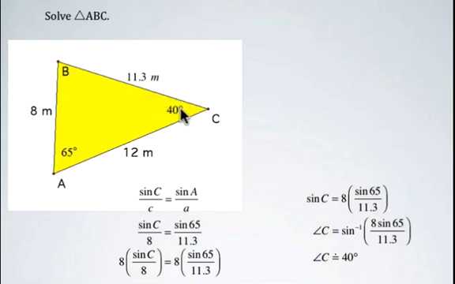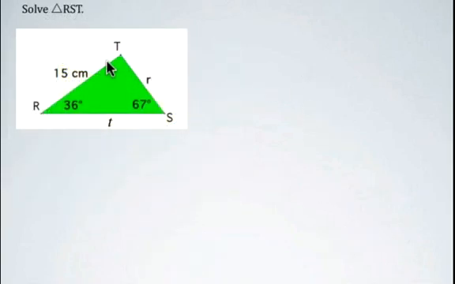Now we know two angles in our triangle, and we can find the third angle. So angle B is equal to 180 minus 65 minus 40. So angle B is 75 degrees. So now solve triangle RST.